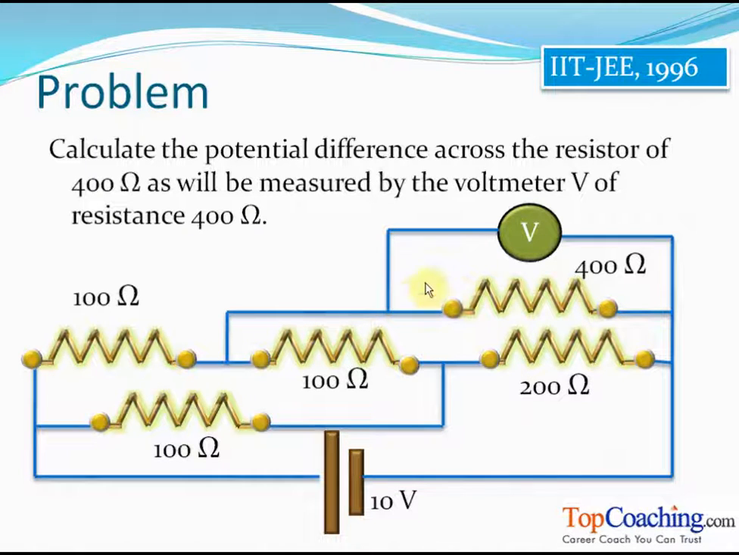In this circuit, as you can see, there is a resistance of 400 ohms here. A voltmeter is connected in parallel with this resistor of 400 ohms. We have to calculate the voltage reading of the voltmeter. So how will we proceed?